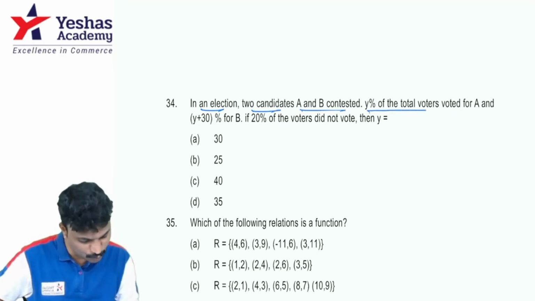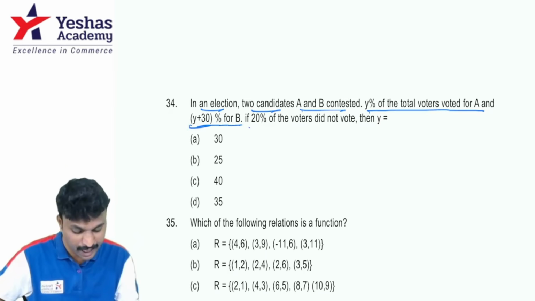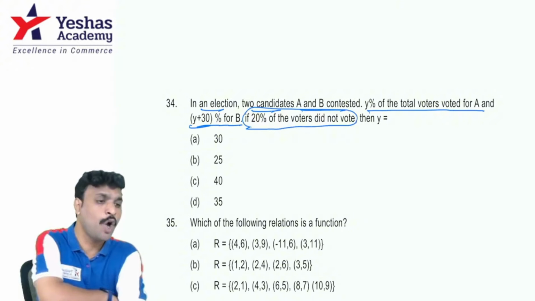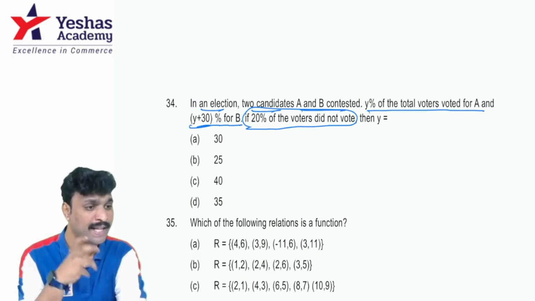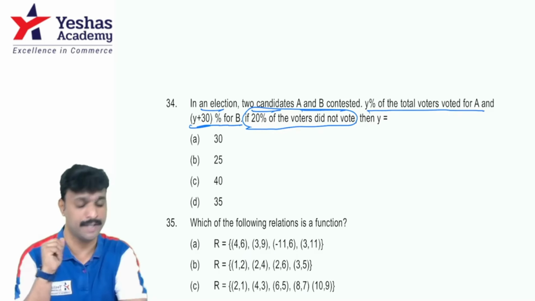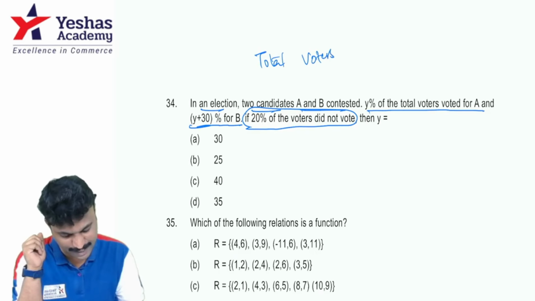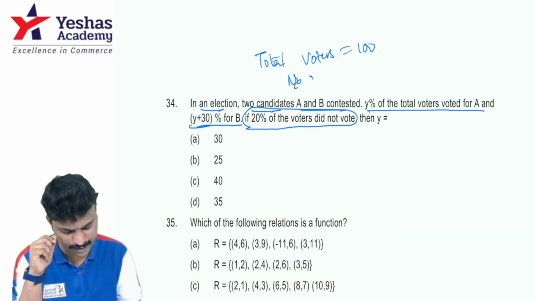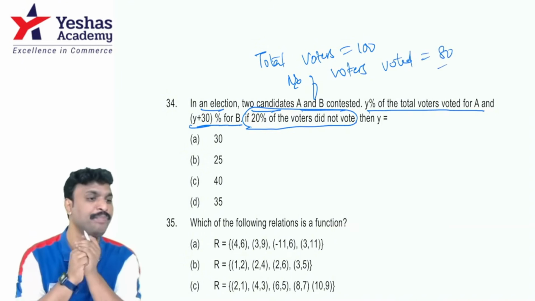Guys, 34th question. In an election, 2 candidates A and B contested. y percent of the total voters voted for A and y plus 30 percent for B, if 20% of the voters did not vote. Guys, we don't know how many total voters there are, correct? Since they're talking about percentages, we'll take total voters as 100. So 20% did not vote means the number of voters who voted is equal to 80, correct?